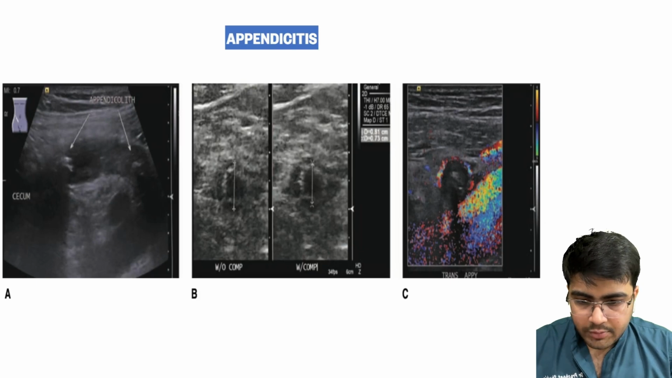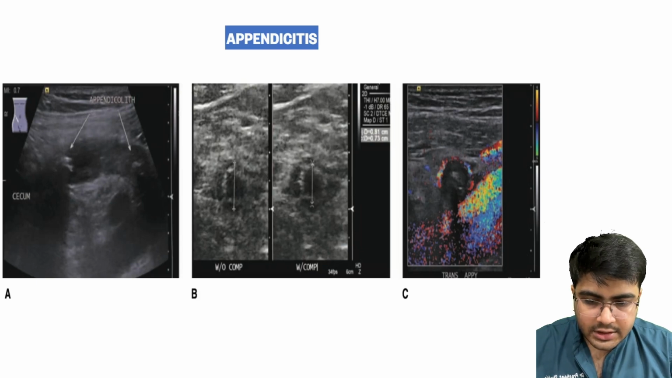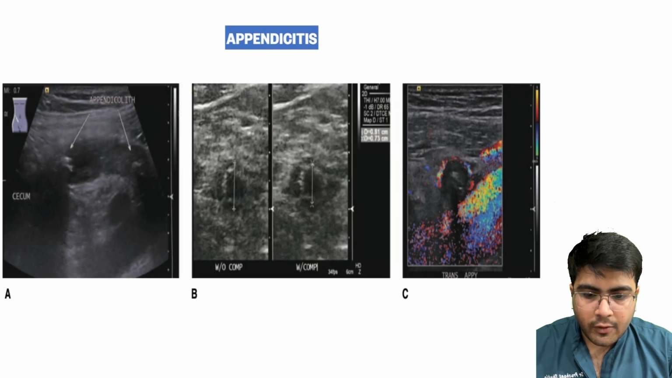Now coming to the next important condition, that is the appendicitis. So here in the first image you can see there is a long tubular structure which is present in the right iliac fossa, and you can see that there is presence of hyperechoic structures at the base and the tip of this long tubular structure, which are consistent with the appendicolith.